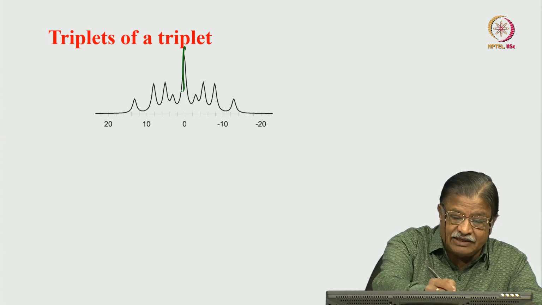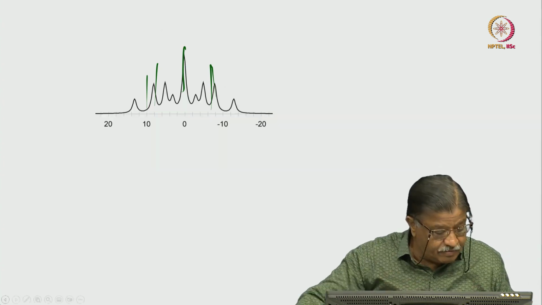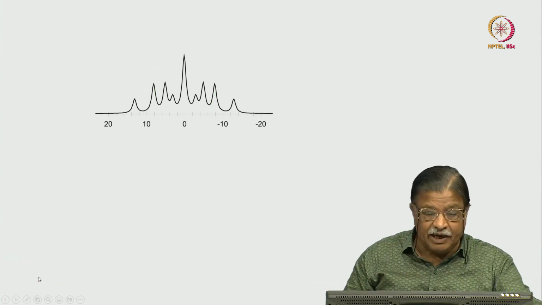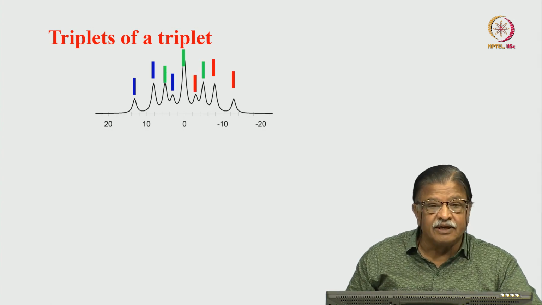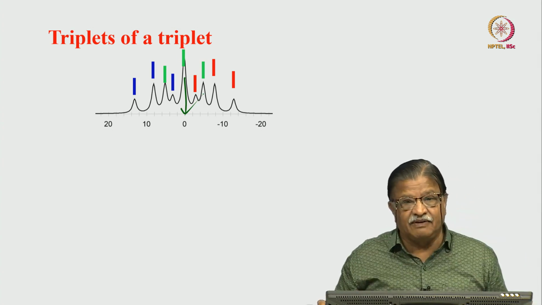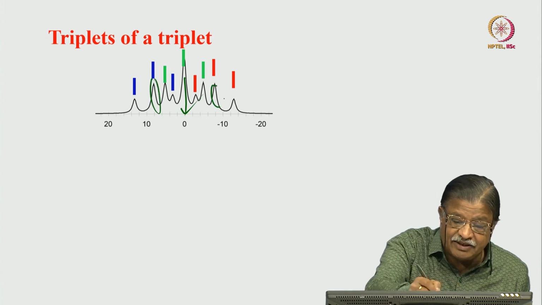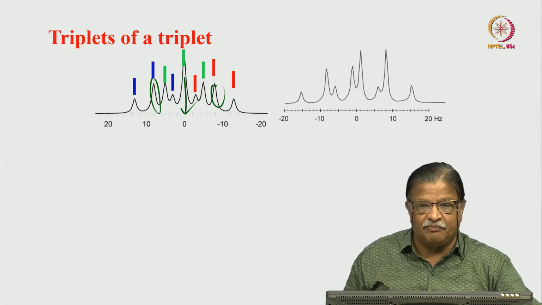So, this one and the center of this, for example, is a triplet. First it is a triplet and each line of the triplet is split into another triplet like this. So, the center line of this triplet remains unaltered, the frequency remains the same, but then each line of this triplet is split further into a 1 to 1 triplet. It is called triplets of a triplet.